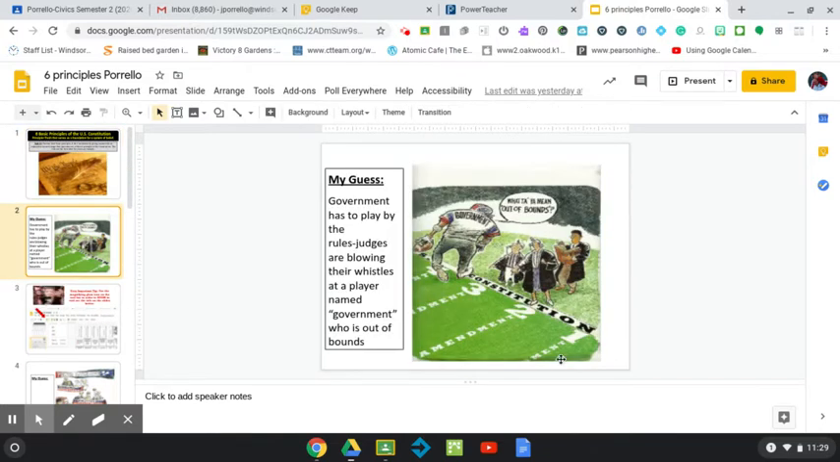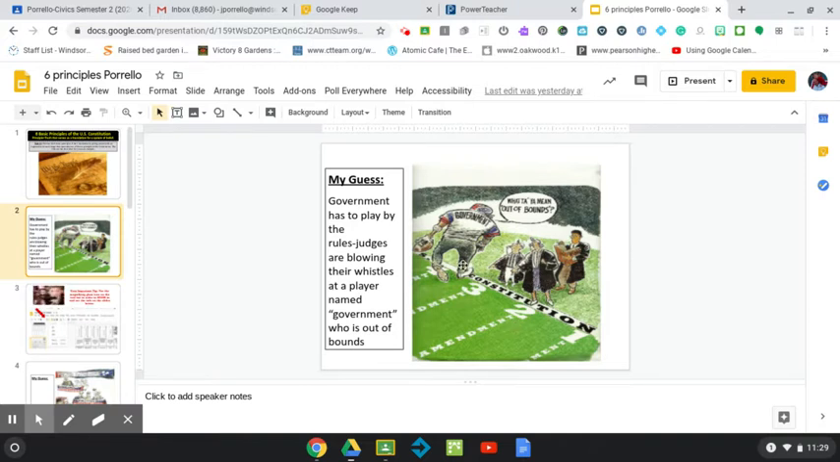So you see here an image, and you really want to pay attention to the words written on the image, the actions of any of the people that are in the image. And you can see here we have a football player with the word government written on the back of his jersey. We have him stepping out of bounds, and you can see the words Constitution are written on the sideline. So he's going out of bounds, outside of the Constitution. And you can see these people here dressed as judges and I guess football refs blowing a whistle at him.